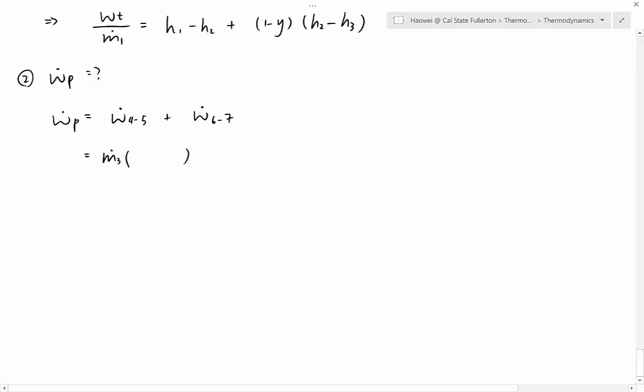Multiplied by which one minus which one? 4 to 5 is the pump. That's where you add electricity or energy into the system. So you must have more energy at the end. So number 5 must be higher.